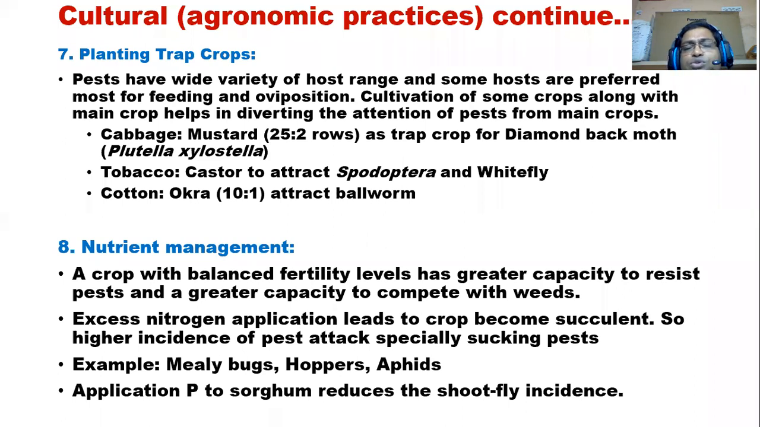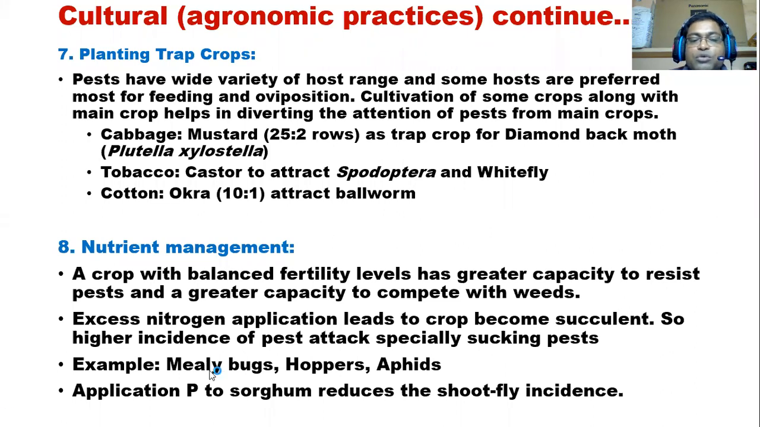And also if you use certain nutrients, especially silicon, you can minimize pest injury. If you apply more silicon, definitely you can reduce the yellow stem borer attack in rice. If you apply more potash, you can minimize, for example, root borers. If you apply more potash, you can escape from root borers, especially the groundnut white grubs.